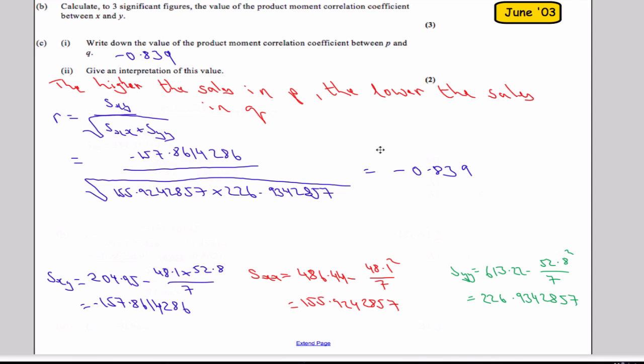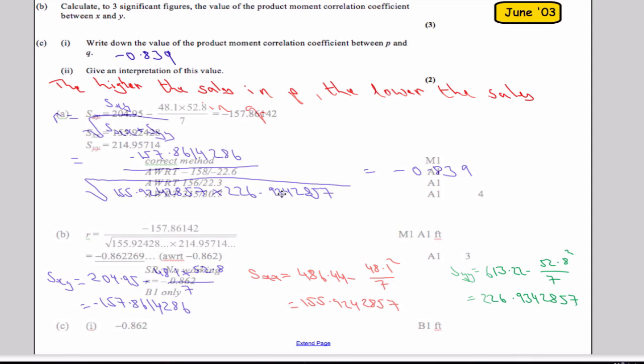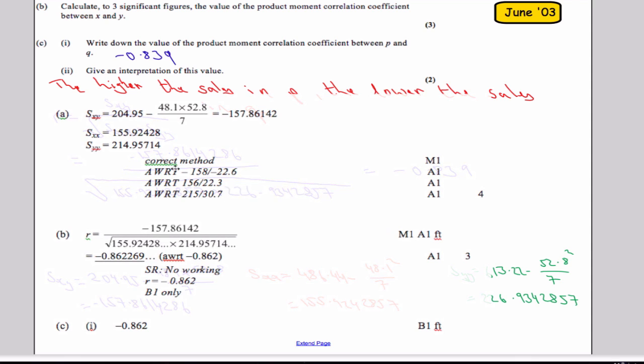Okay, I just did a quick check of the mark scheme there. I must have made a little mistake when I was typing this into the calculator. I don't want to redo the whole question again. I'm very, very close to the correct answer, but just in case you're wondering, there is the actual mark scheme. SYY was actually 214.95714, and that obviously leads to a slightly different answer for R, which is minus 0.862.